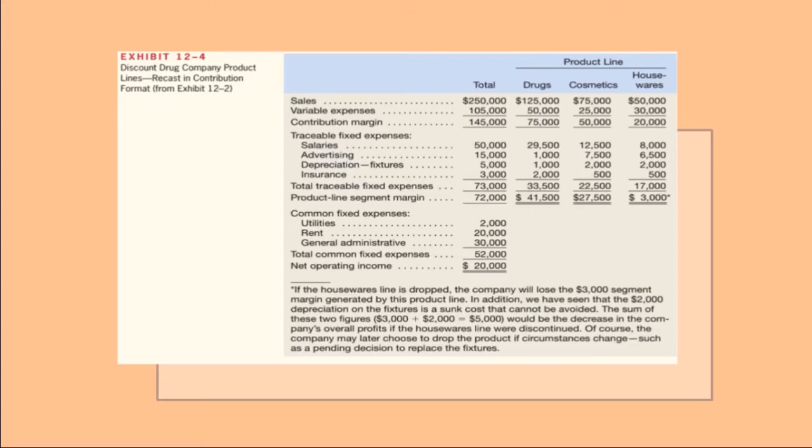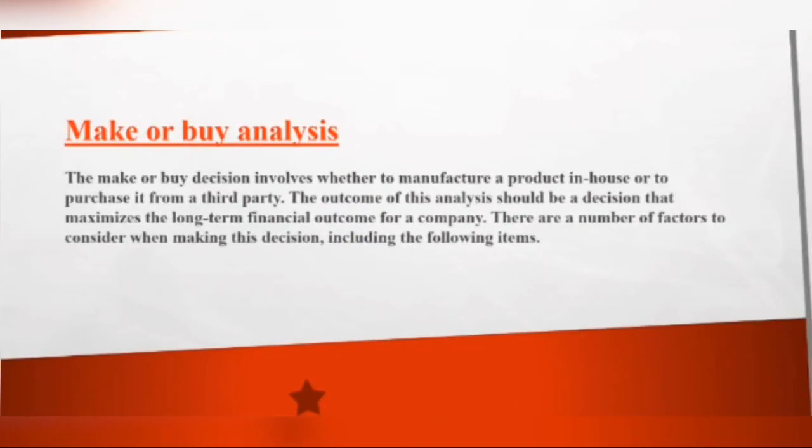Make or buy analysis. The make or buy decision involves whether to manufacture a product in-house or to purchase it from a third party. The outcome of this analysis should be a decision that maximizes the long-term financial outcome for a company. There are a number of factors to consider when making this decision, including the following items.